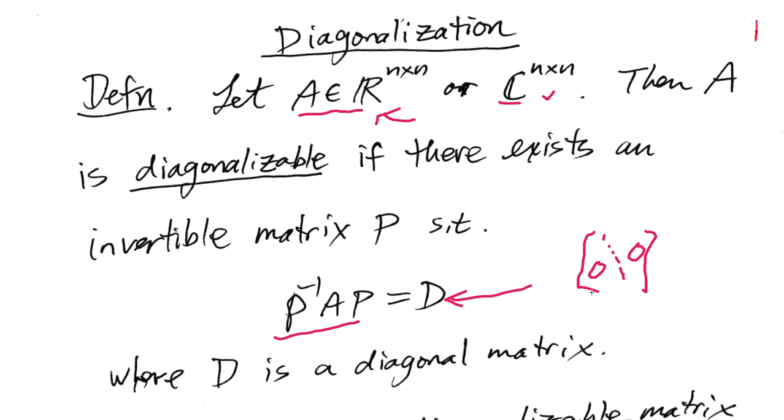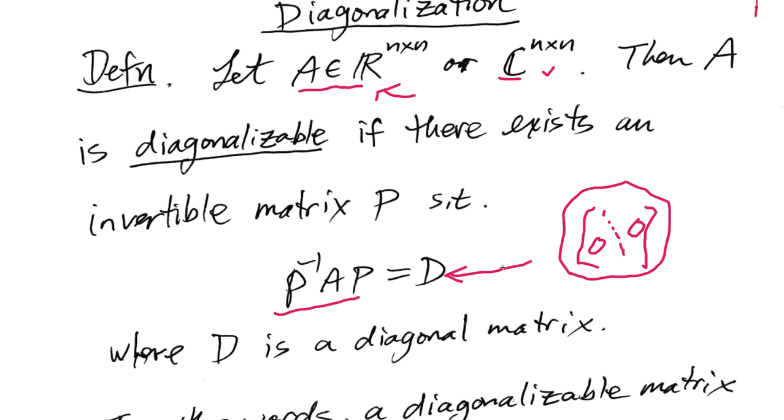Again, you remember what a diagonal matrix was? A diagonal matrix is a square matrix, in this case also n by n, where all the entries off the main diagonal are 0. So I've sort of indicated that here. All the entries off the main diagonal are 0. What goes on the main diagonal is anybody's guess.